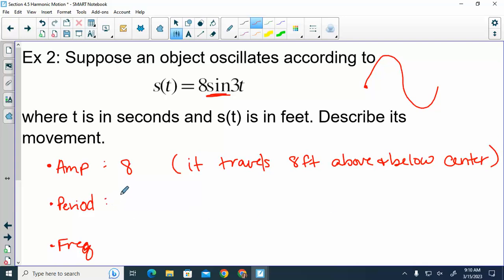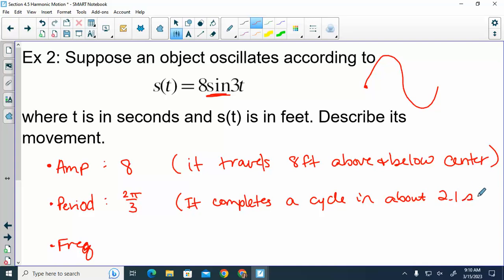Period. What's the period of this? 2 pi over 3. In terms of motion, it might make more sense to not even have it in terms of pi. If you actually divide that, you get about 2.1. So what that means is it completes a cycle in about 2.1 seconds.